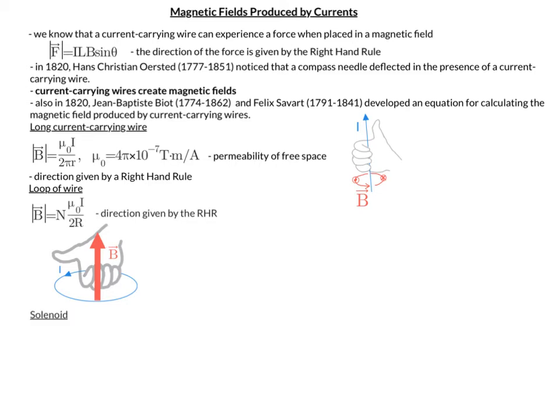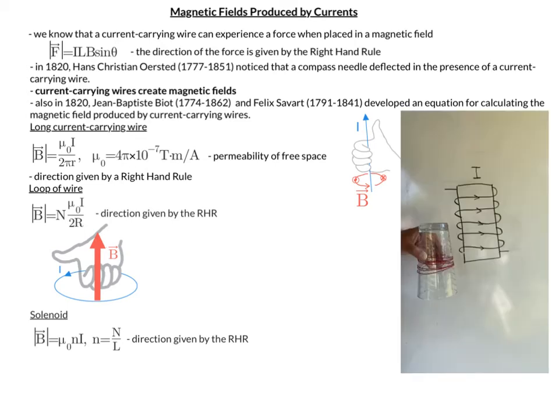Another shape of a conducting wire can be a solenoid. So it looks kind of like a slinky. The magnetic field, its magnitude due to the solenoid, is mu naught times lowercase n times I. Mu naught is permeability of free space. I is the current in the solenoid. N is the number of turns divided by the length of the solenoid. Not the length of the wire, but the length of the solenoid. The direction of the magnetic field is given by the right-hand rule.